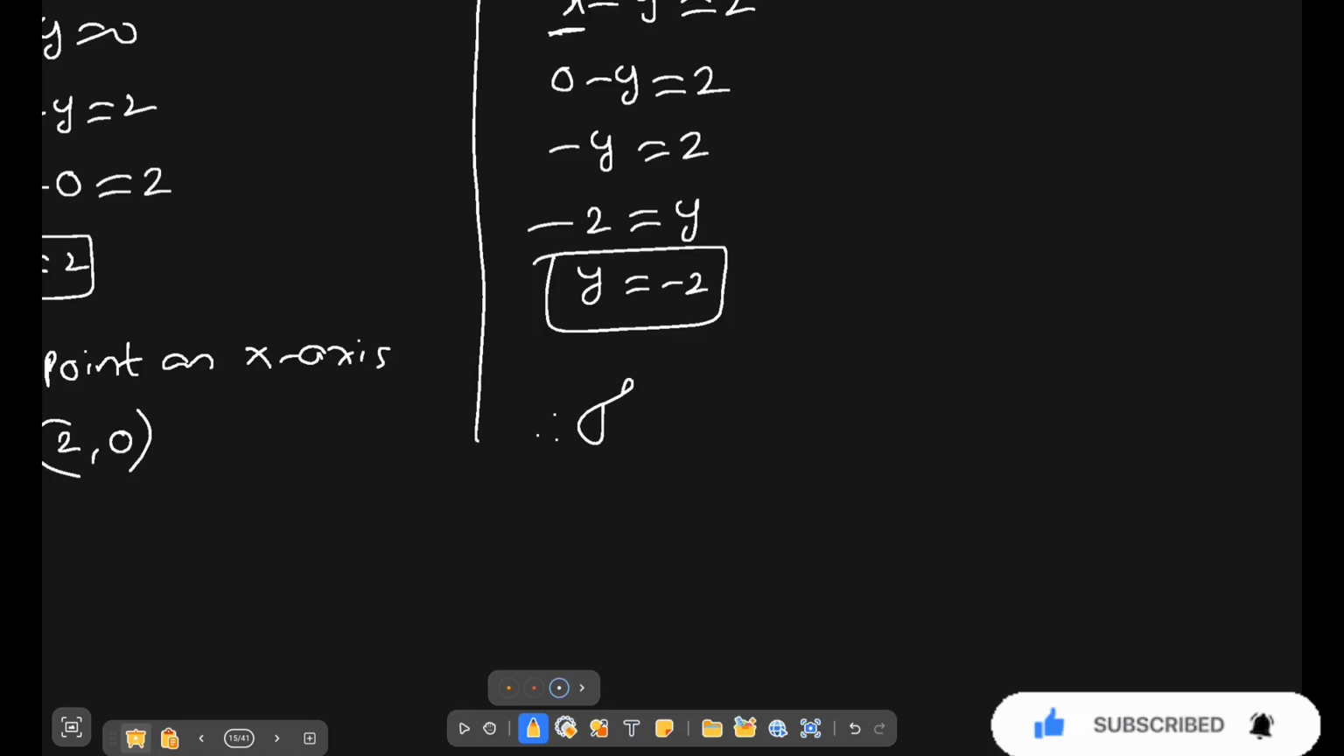Therefore, the point on the y-axis is (0, -2).